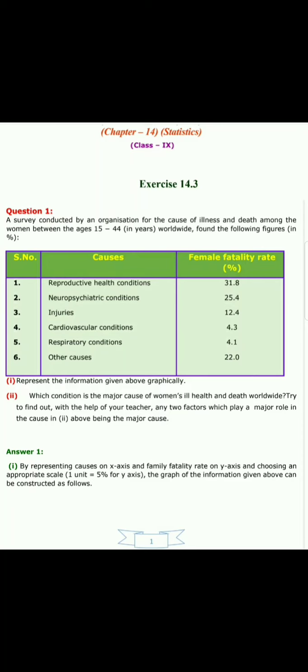Good morning, everyone. Today we are going to solve exercise 14.3, which is based on bar graphs.